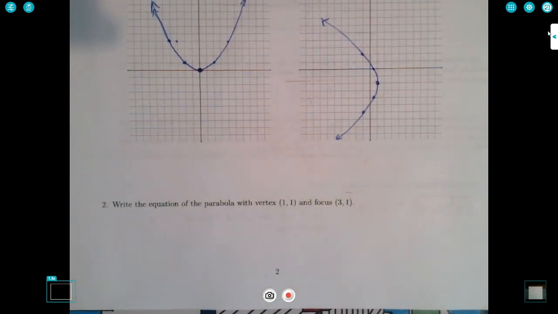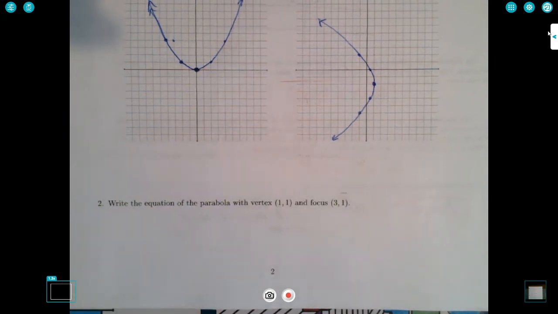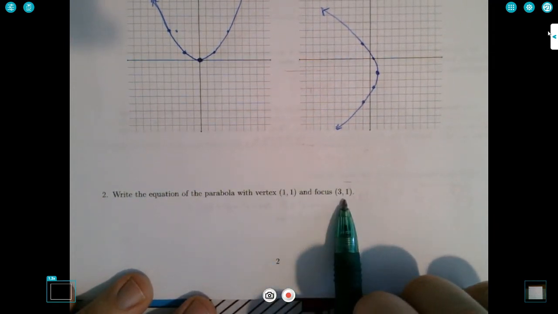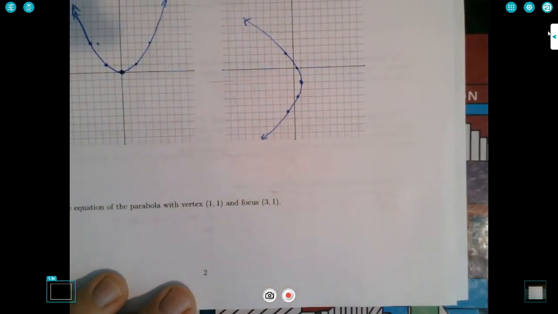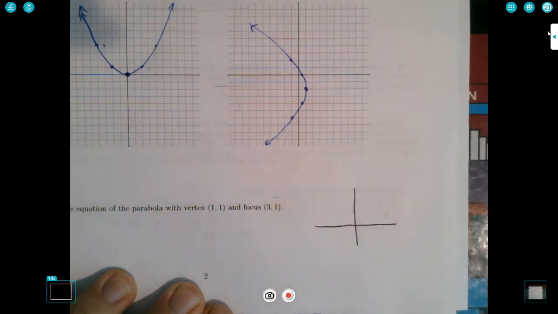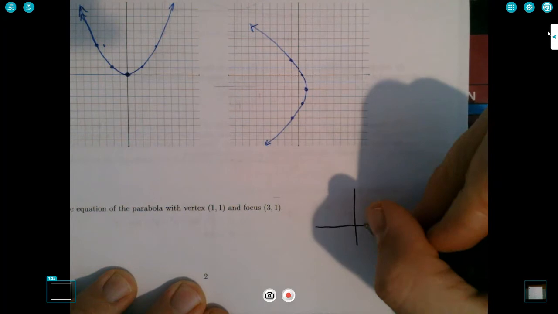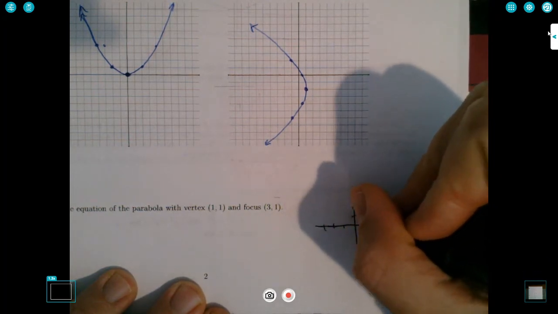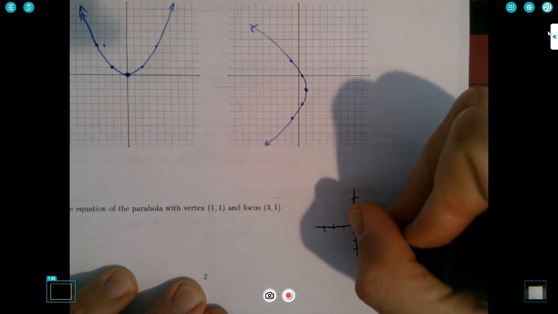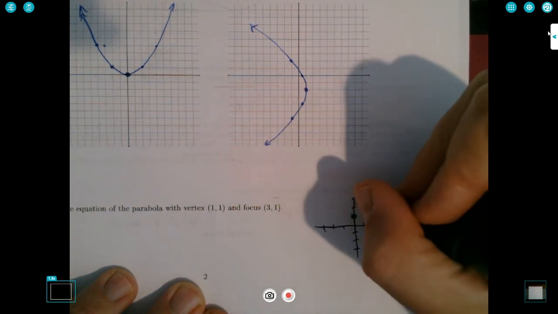We can also write the equation for a parabola given some information. So for example, let's write the equation of the parabola with vertex (1, 1) and focus (3, 1). So if you think about this, the vertex is (1, 1), the focus is (3, 1). So the picture that I'm thinking of looks kind of like this. So the vertex is here. The focus is here.